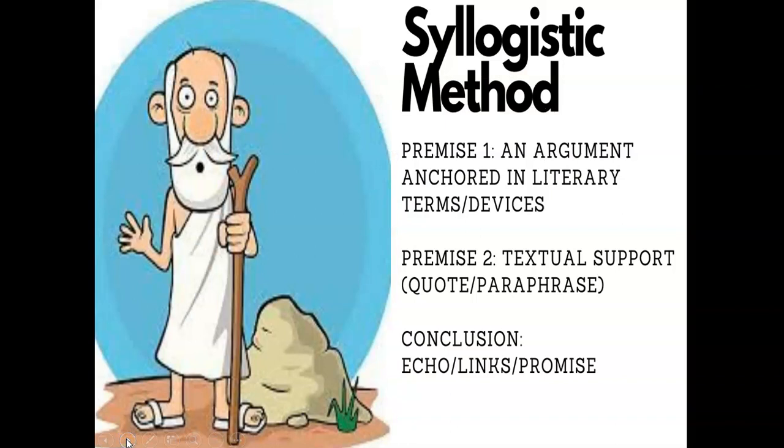So for the purposes of performing literary analysis, the first premise is going to be an argument anchored in literary terms and or devices. This is going to take 3 sentences. All right, so make an argument where you focus on the terms and devices.